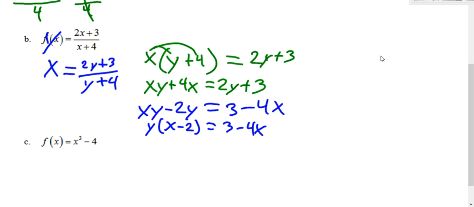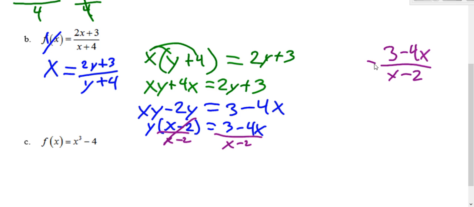So we have 3 minus 4x divided by x minus 2. And that's the inverse.